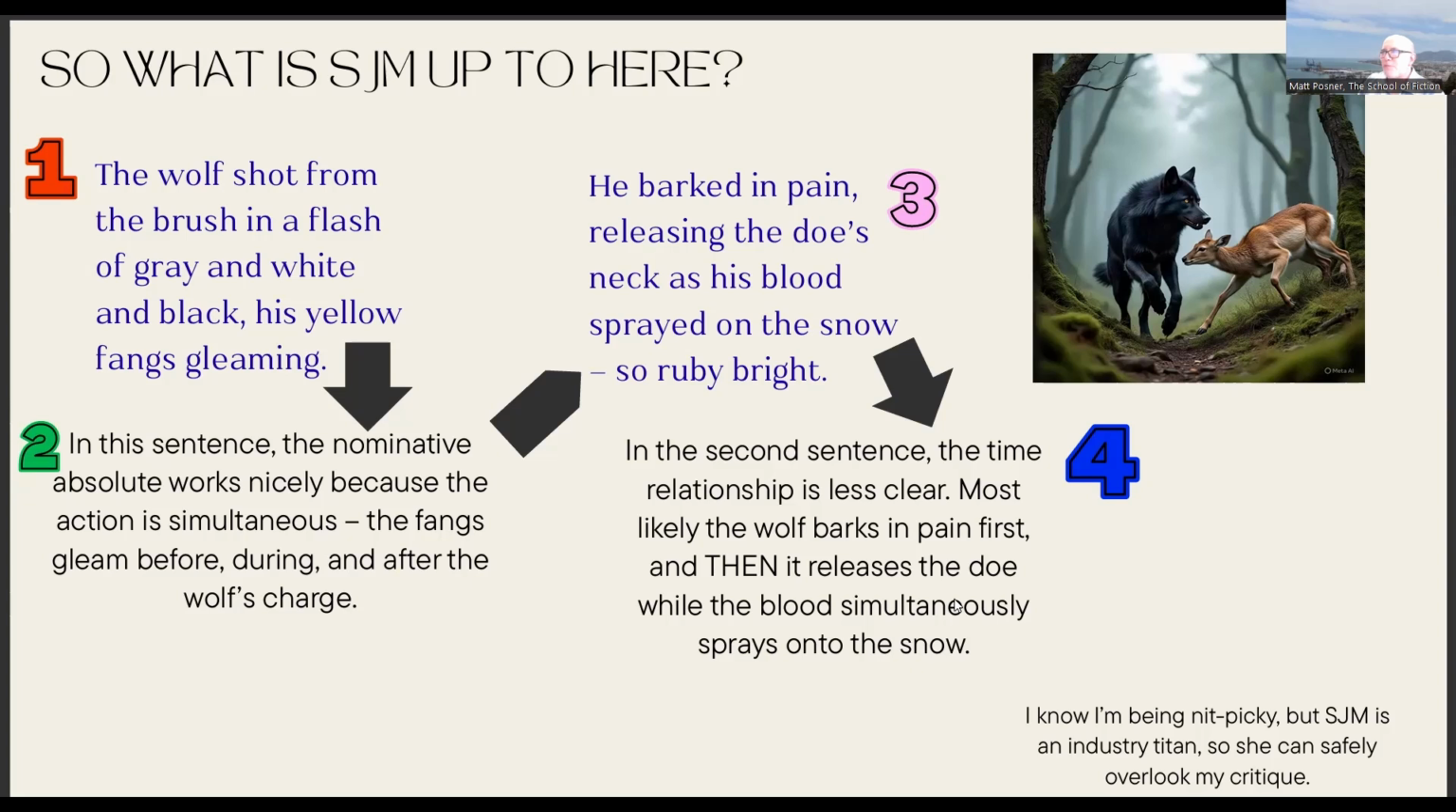Second sentence, he barked in pain, releasing the doe's neck as his blood sprayed on the snow. So Ruby Bright, going down to blue 4. In the second sentence, the time relationship is less clear. Most likely the wolf barks in pain and then it releases the doe while the blood simultaneously sprays onto the snow. In terms of sentence structure, most readers are going to be just fine with this. They don't mind if absolutes are used to indicate time sequence rather than simultaneity. And you can also do that.